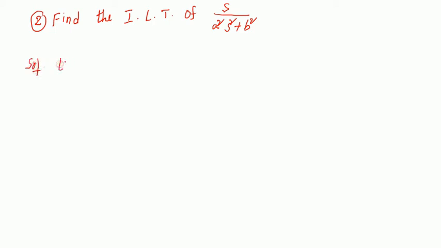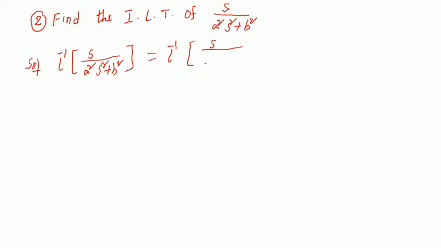Inverse Laplace transform, what is the notation? L inverse. L inverse of s by a square s square plus b square. So this is equal to L inverse of s by... see, if the denominator is in the form of s square plus a square or s square minus a square, then we have the formula. So here we need only s square, we don't want this a square. Now here what is a square? A square is a constant, so keep it outside, right?